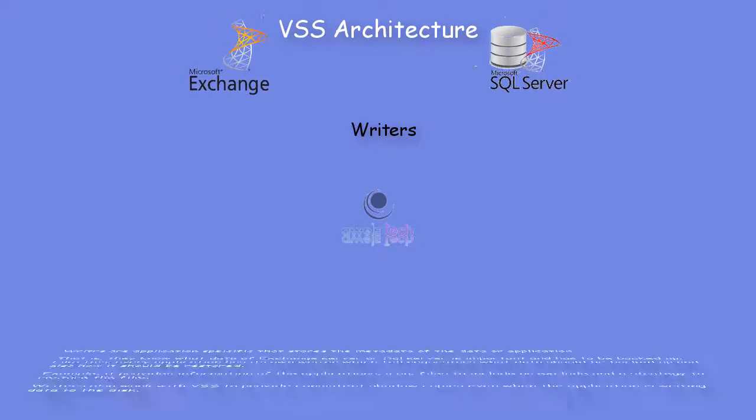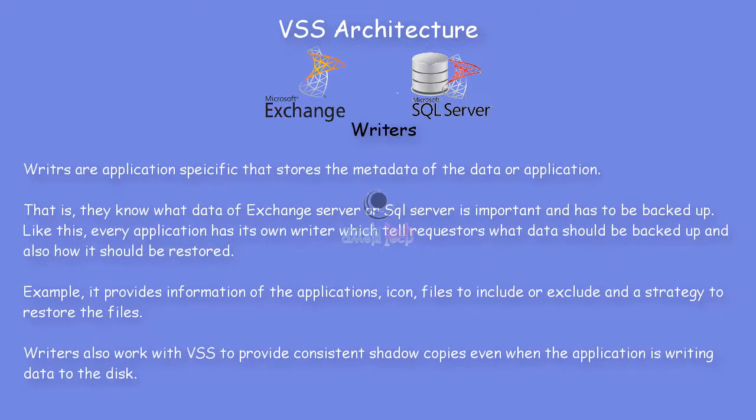Let us now look at the writers. The writers are application specific, as in they know what data of the application is important to back up. They know what data of Exchange or SQL Server has to be backed up. Every application will have its own writer, which tells the requester what data should be backed up and how it should be restored. For example, it provides information like application components and files to include and what to exclude, as well as a strategy on how to restore the files. Thus, the writers also work with VSS to provide consistent shadow copies when the application is writing data to the disk.